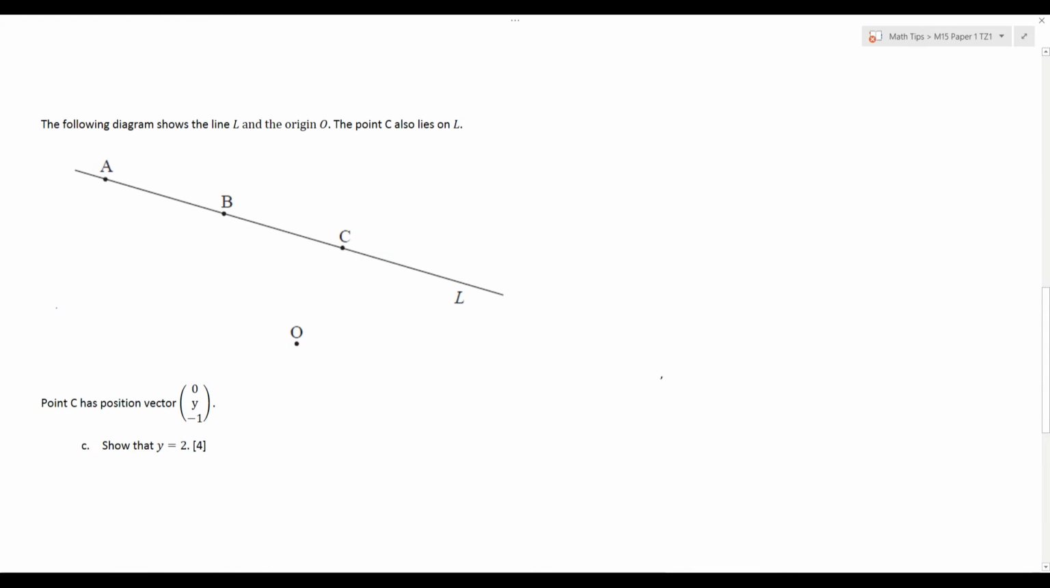The following diagram shows the line L and the origin O. The point C lies on L. Point C has a positional vector of (0, y, -1). Show that y equals 2.